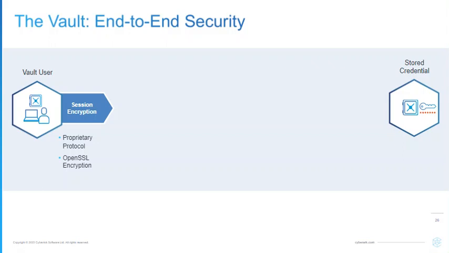The CyberArk protocol runs on TCP 1858 or TCP 443. It is based on OpenSSL to provide secure encryption of all data in transit. It can further be encapsulated with TLS for maximum security.